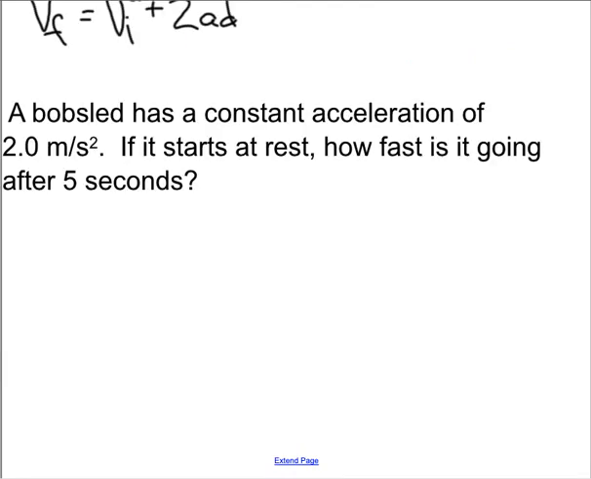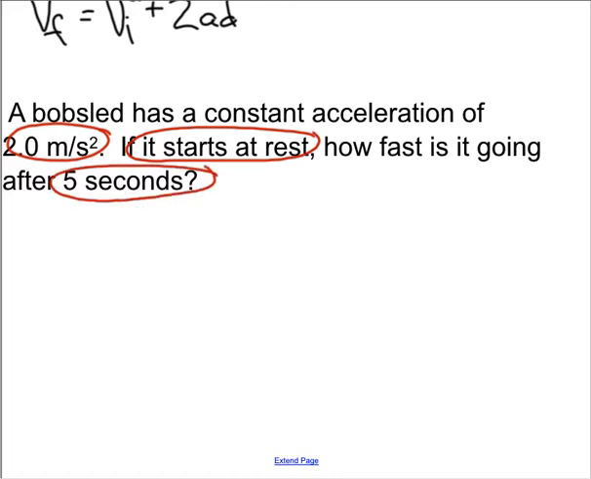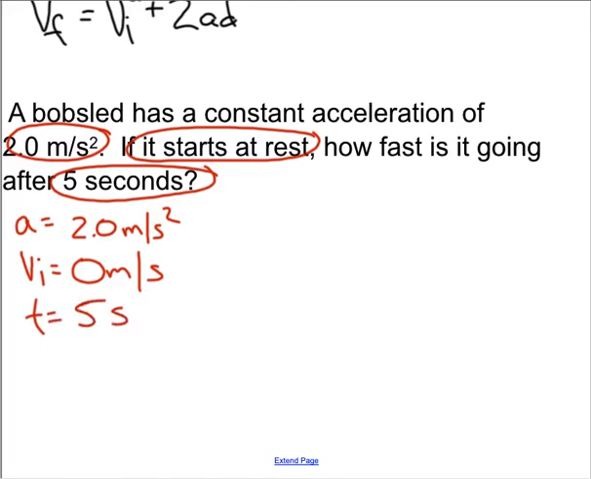Let's start by writing down what we know. We know it has an acceleration of 2.0 meters per second squared. It starts at rest. It's not a number, but those words mean the initial velocity is 0 meters per second. How fast is it going after 5 seconds? The 5 seconds is the time. How fast is it going is what we're trying to figure out. That's a final velocity. That's our unknown.